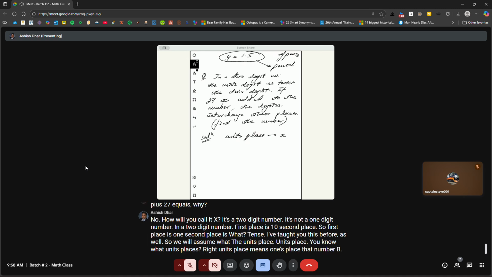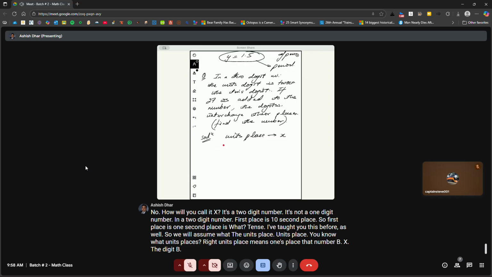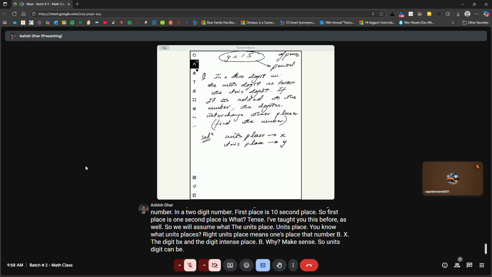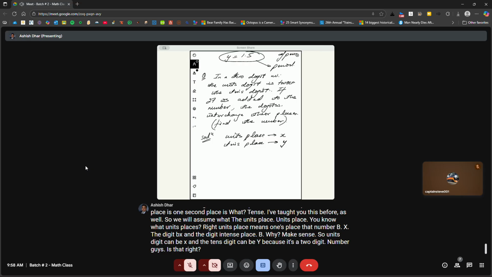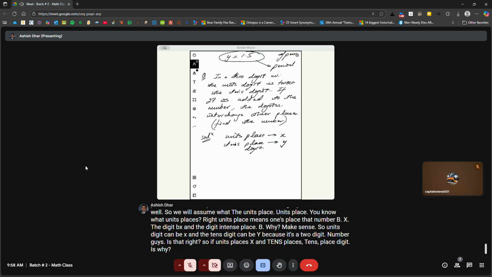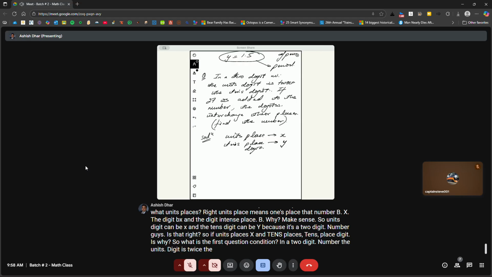The digit in the units place be X, and the digit in tens place be Y. Make sense? So units digit can be X and the tens digit can be Y because it's a two-digit number, guys. If units place is X and tens place digit is Y, so what is the first condition? In a two-digit number, the units digit is twice the tens digit, which means X equals 2Y.